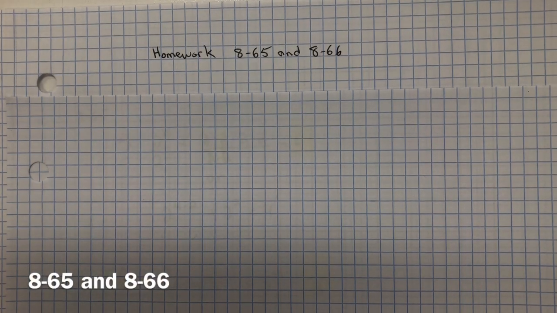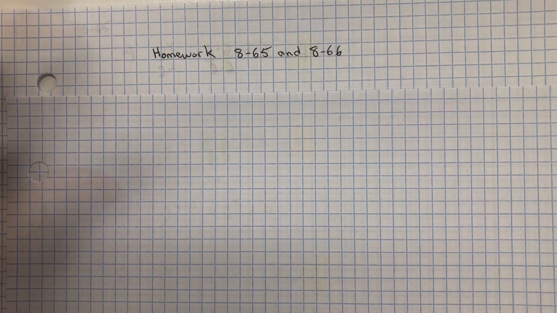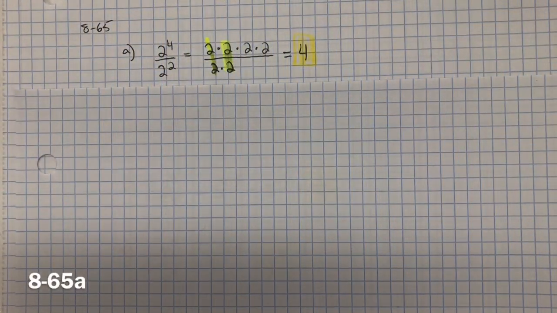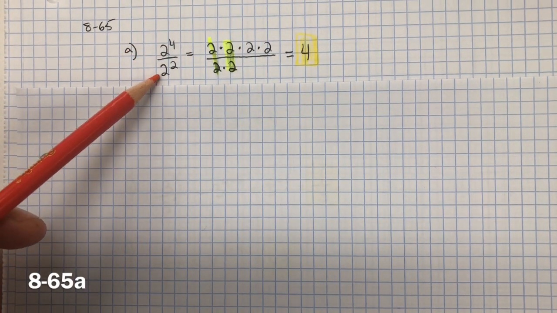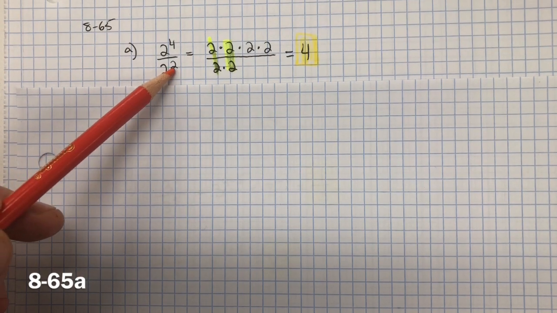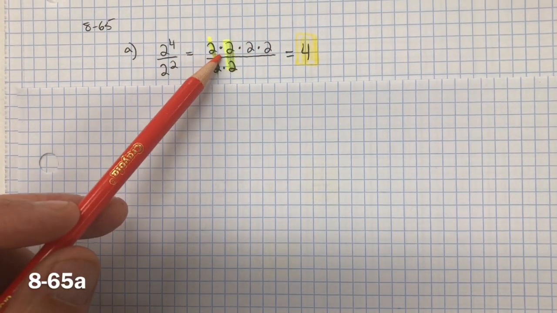This is the homework for 865 and 866. In problem 865, you need to expand each expression into factor form, then rewrite it in simplified exponent form. So we have 2 to the 4th power multiplied by 2 to the 2nd power. So here's the factored form.